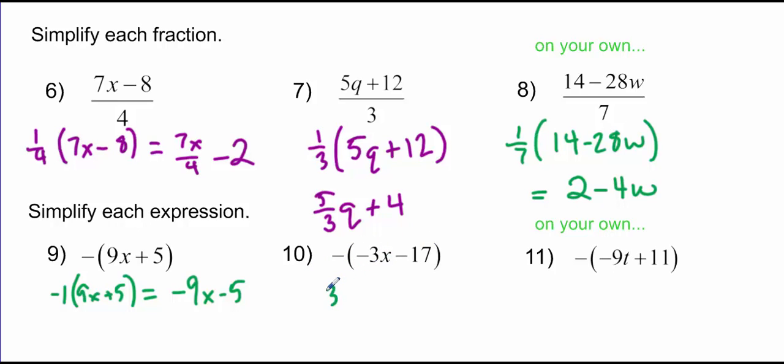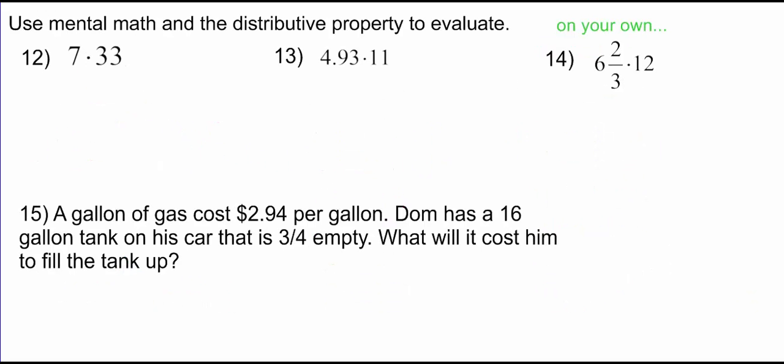The opposite of -3x is positive 3x. The opposite of -17 is positive 17. Done. All right. Again, pause the video. Do number 11 and then see if I get it right. All right, you can see number 11, a real quick changing of signs. 9t minus 11 is the result.